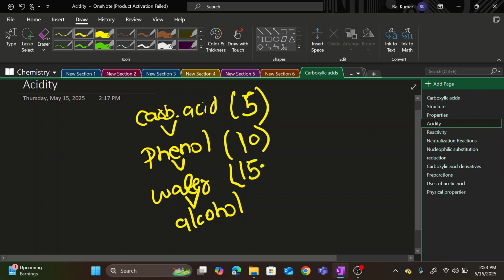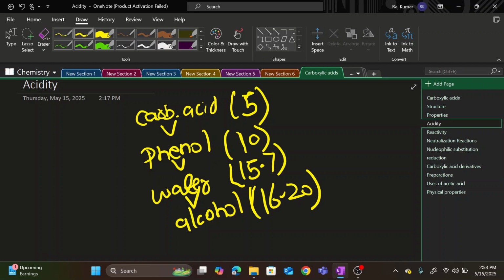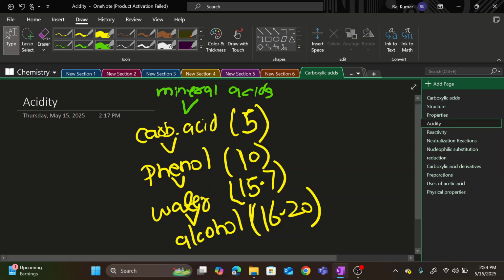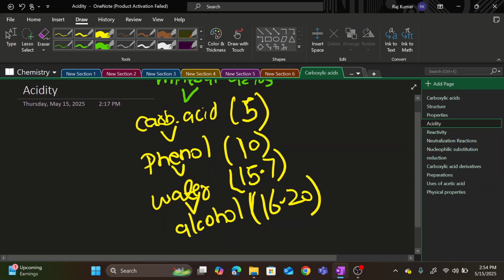Water is around 15.7, and alcohols are around 16 to 20. It varies with the number of carbon atoms. So carboxylic acids have greater acidity than phenol, water, and alcohol, but less acidity than mineral acids. Mineral acids like HCl and H2SO4 are more acidic than carboxylic acid, phenol, water, and alcohol. So this is an important point to consider.